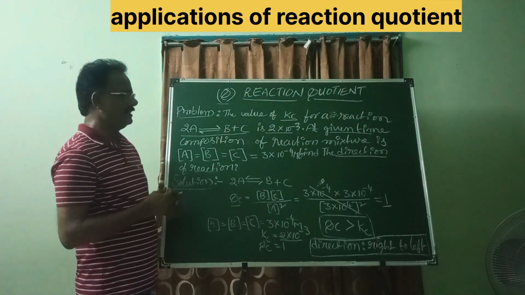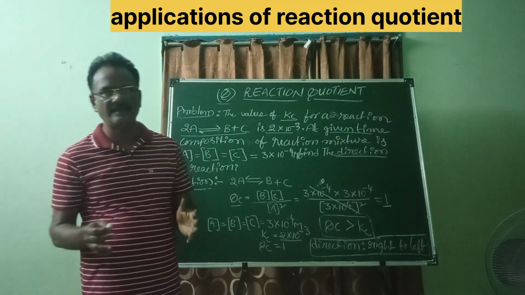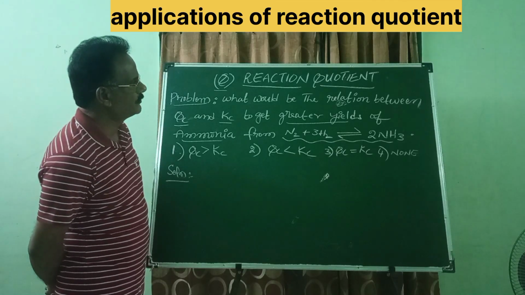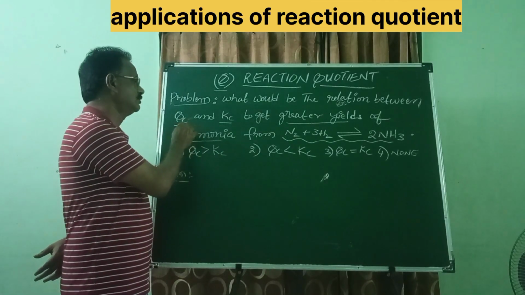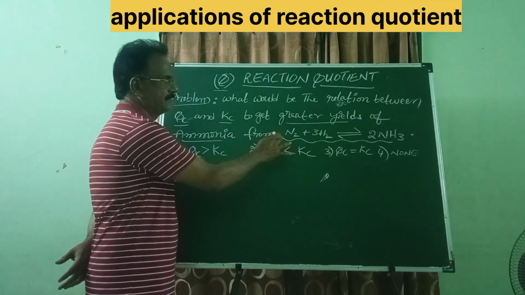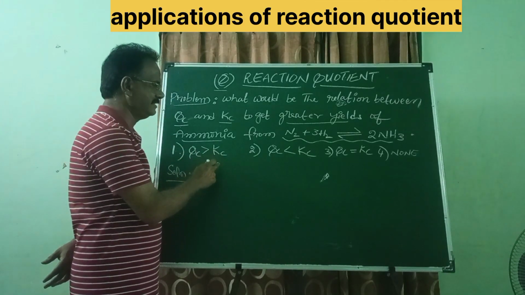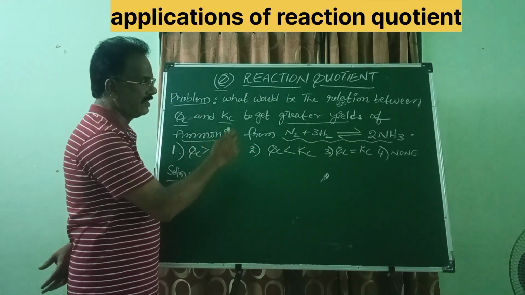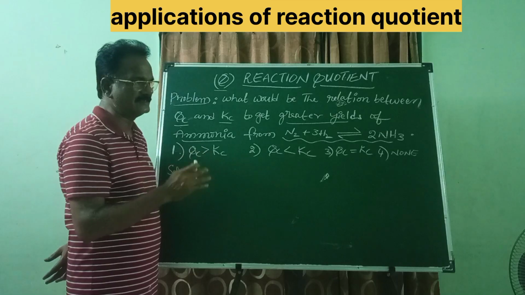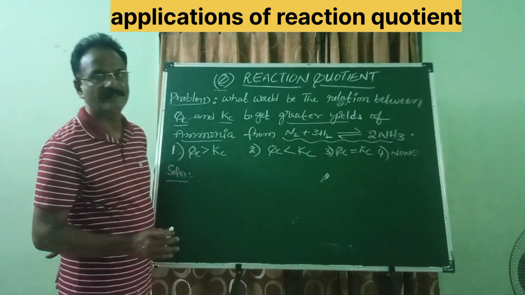So this is the example problem to prove the significance of the relation between equilibrium constant and reaction quotient. Let us go through a competitive model problem. The problem is, what would be the relation between reaction quotient QC and equilibrium constant KC to get greater yields of ammonia from this reaction? Is it clear? The options given are: option 1, QC is greater than KC; option 2, QC is less than KC; option 3, QC is equal to KC; option 4, none. From these options, we have to choose the correct relation to get greater yields of ammonia by doing this reaction.